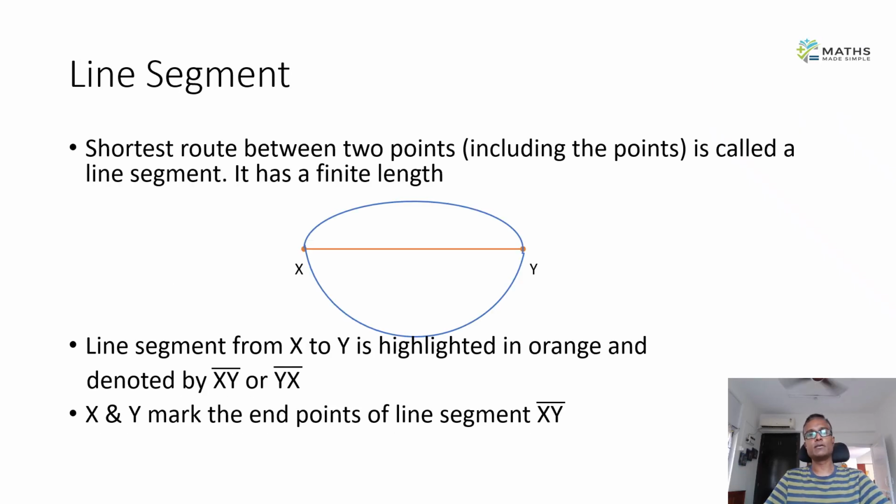The next element is a line segment. Now, a line segment is the shortest route between 2 points, including them, and it has a finite length. The line segment from X to Y in this picture is highlighted in orange and denoted by XY bar or YX bar. X and Y mark the endpoints of the line segment XY bar.